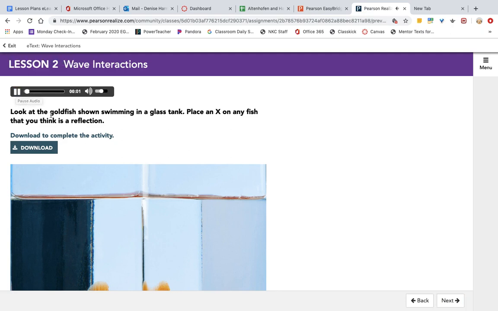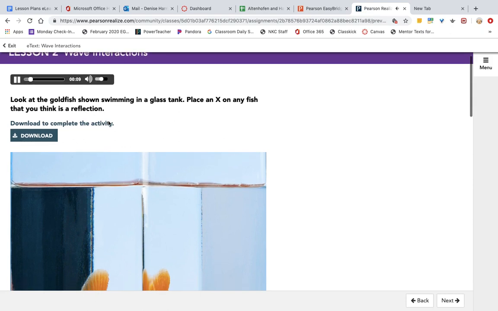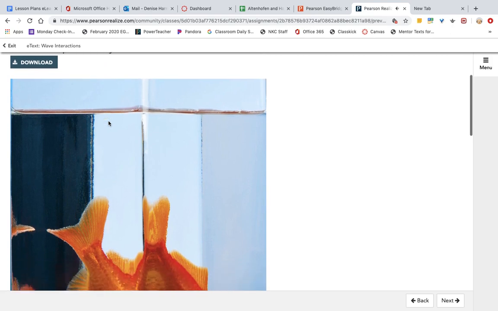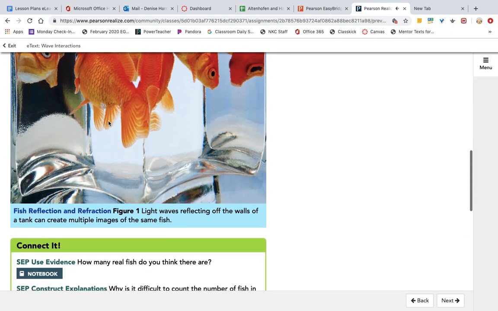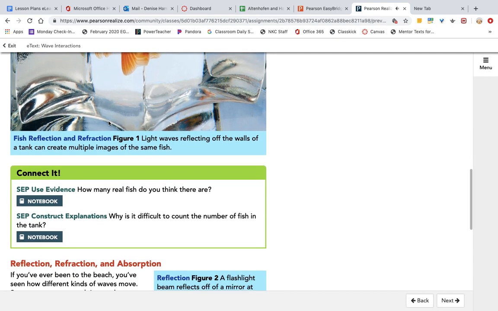Look at the goldfish shown swimming in a glass tank. Place an X on any fish that you think is a reflection. Download to complete the activity. Connect it. Use evidence. How many real fish do you think there are? Construct explanations. Why is it difficult to count the number of fish in the tank?